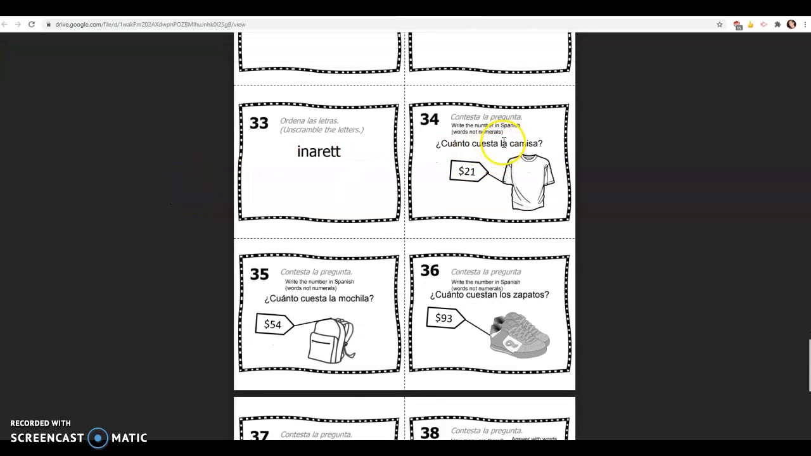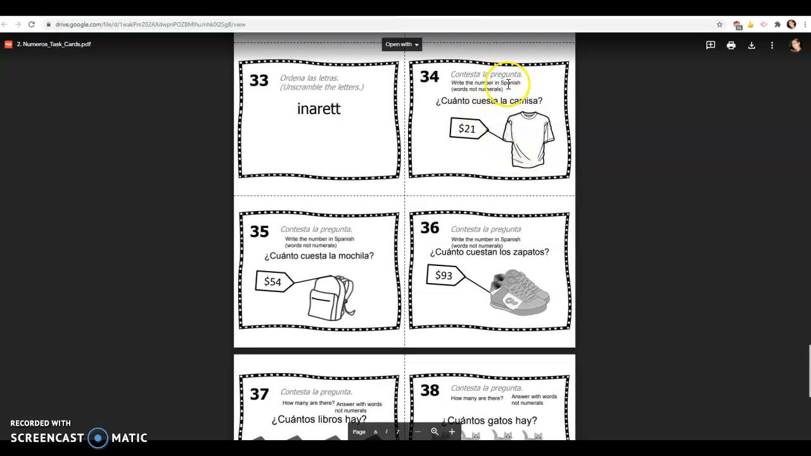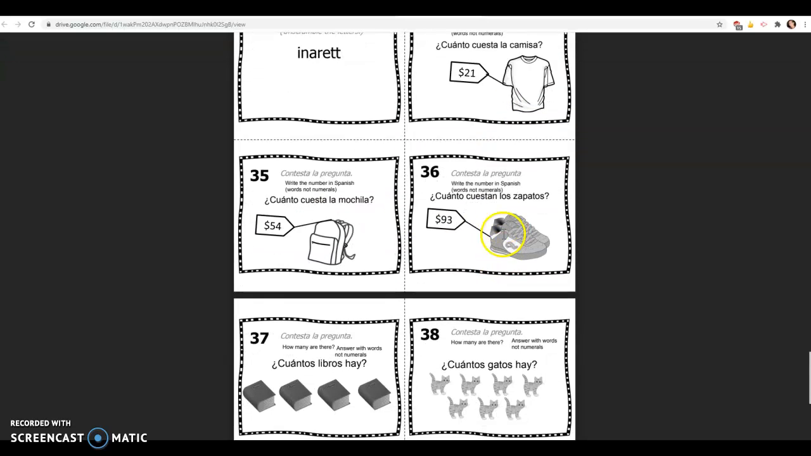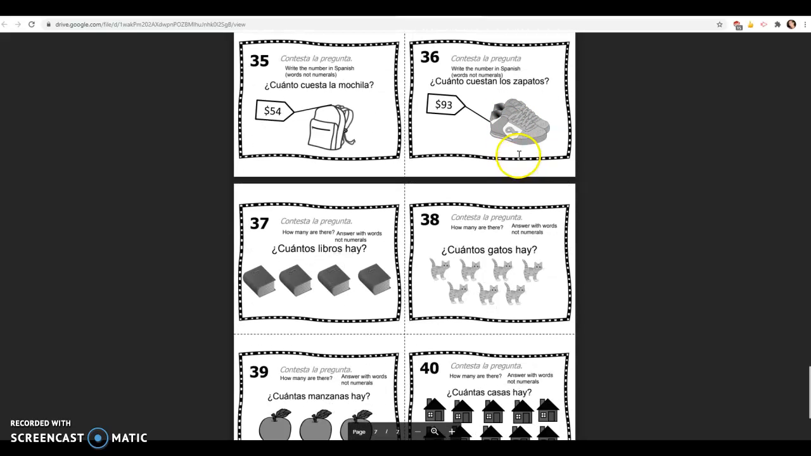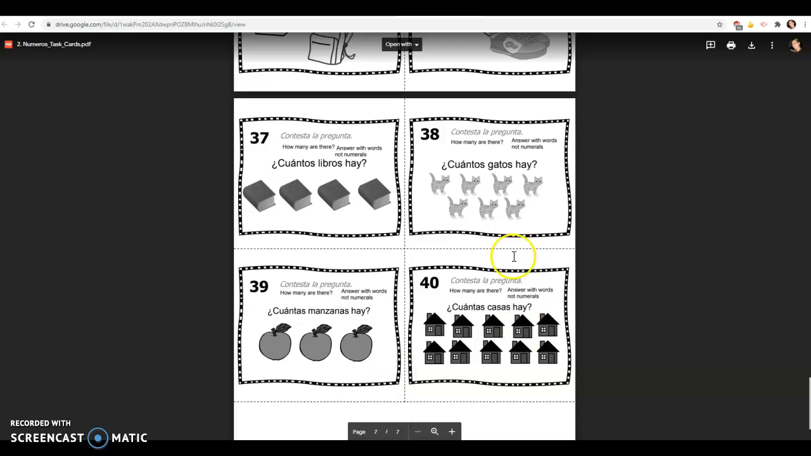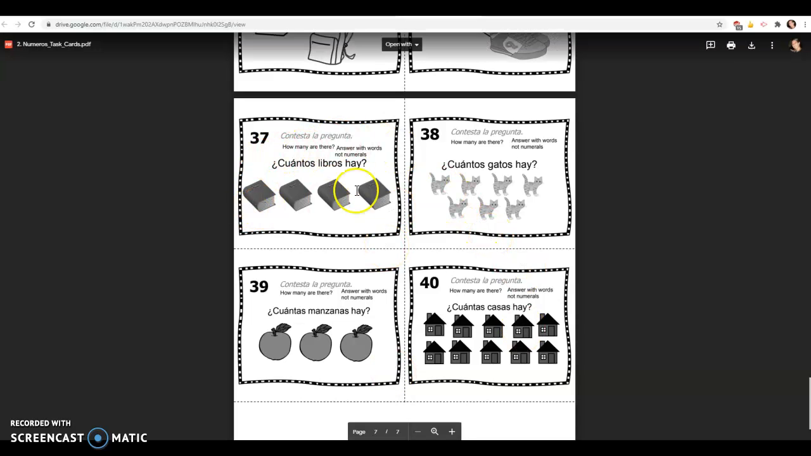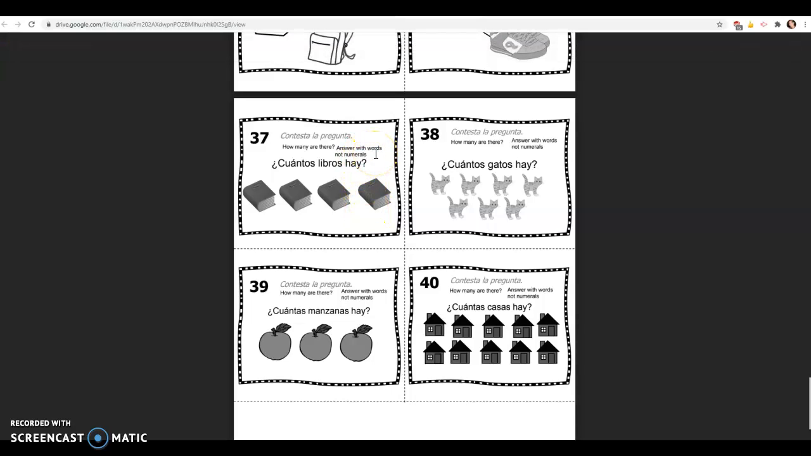And then for numbers 34 through 36, it says write the number in Spanish. Words, not numerals. So this is 21. So how do you say 21 in Spanish? Write that out. How do you say 54 in Spanish? Write it out. Make sure that you're using letters, right? Words, not numbers. And then the last thing that you have to do for 37 through 40 is count up how many each of these things there are and answer with words, not numerals.